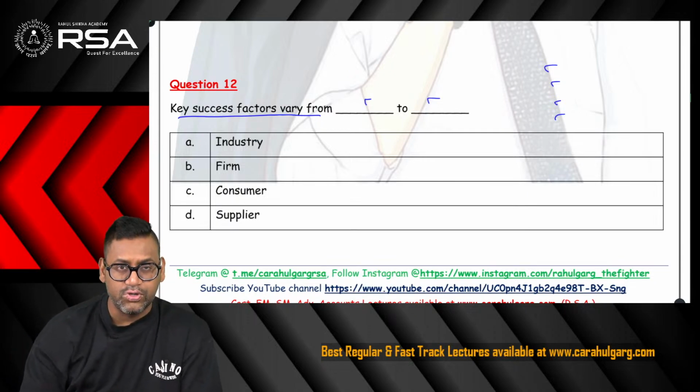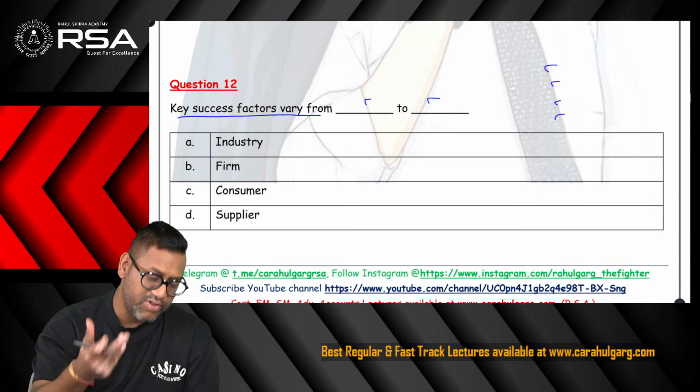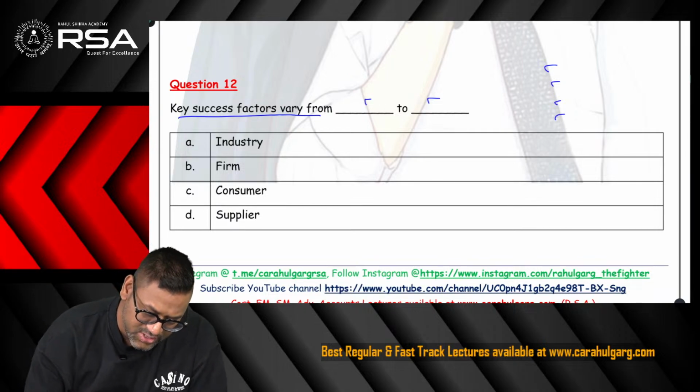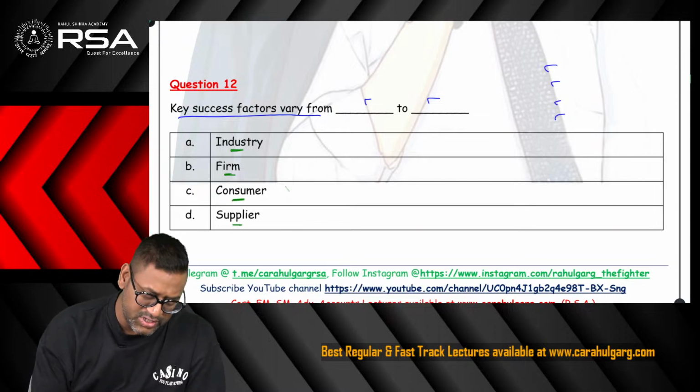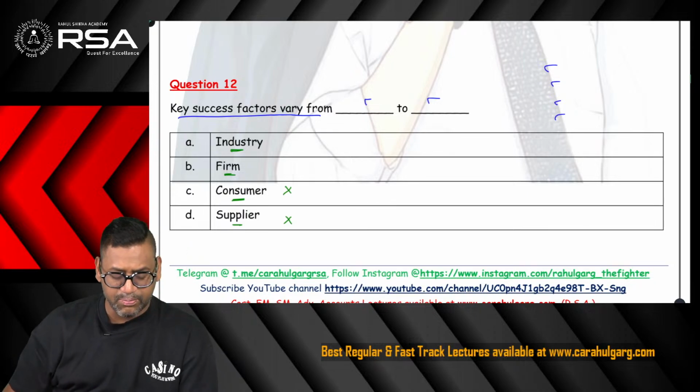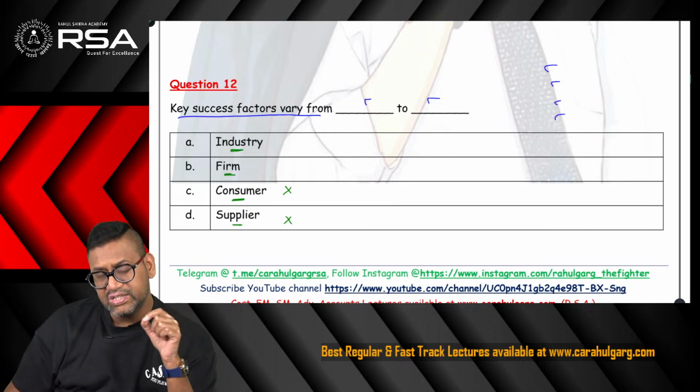So similarly, it says key success factors vary from industry to industry, firm to firm, consumer to consumer, or supplier to supplier. Obviously, consumer and supplier are the irrelevant options. So we have to find out between industry and firm.